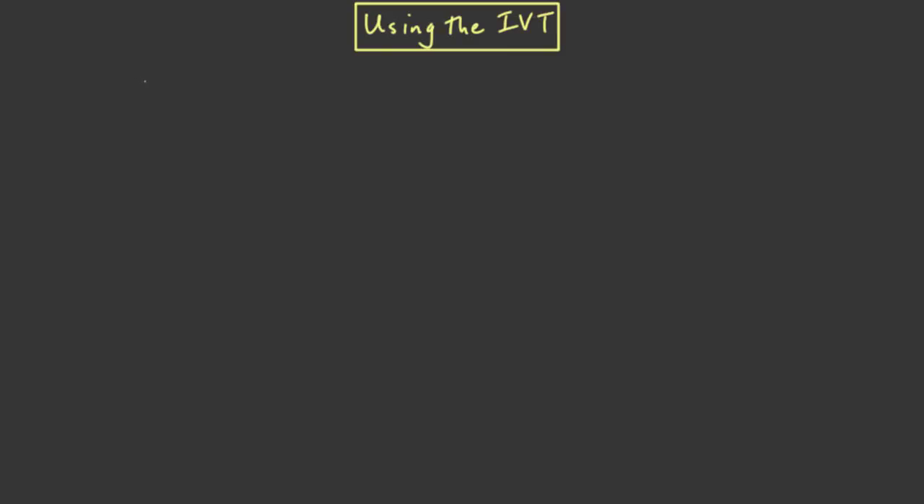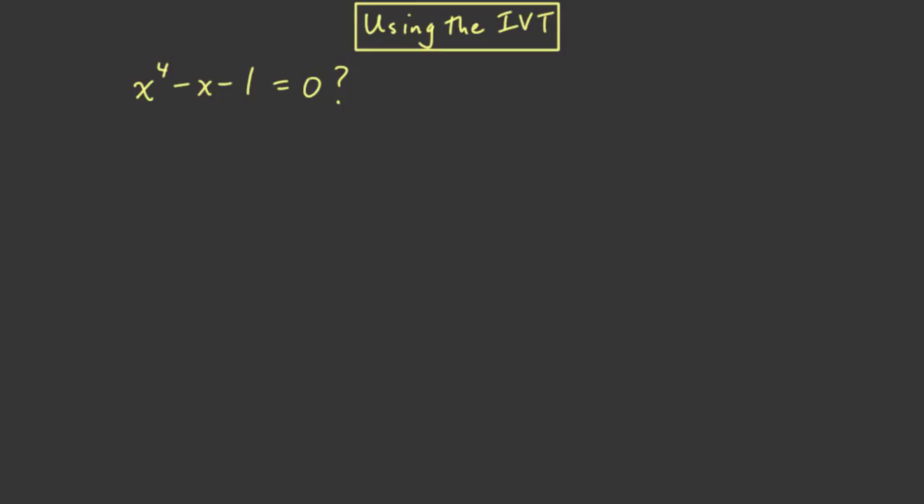Let's start with this polynomial x to the fourth minus x minus 1. And let's say we want to know, does it have any roots? Is it ever equal to 0? We could try to factor it, but this is a fourth degree polynomial, and I don't know how to factor that. So let's try something else.